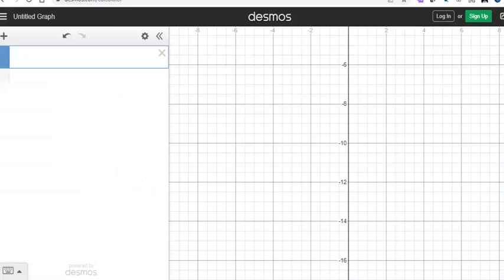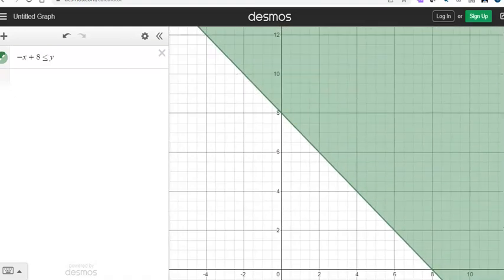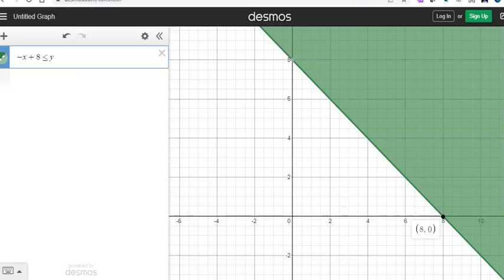So negative x plus 8 has got to be less than, so shift less than and hit the equal sign right after it, y. So there's our region. Again, less than or equal to, it's going to be a solid line. You can see the intercepts are at 8 and 8 on that way.